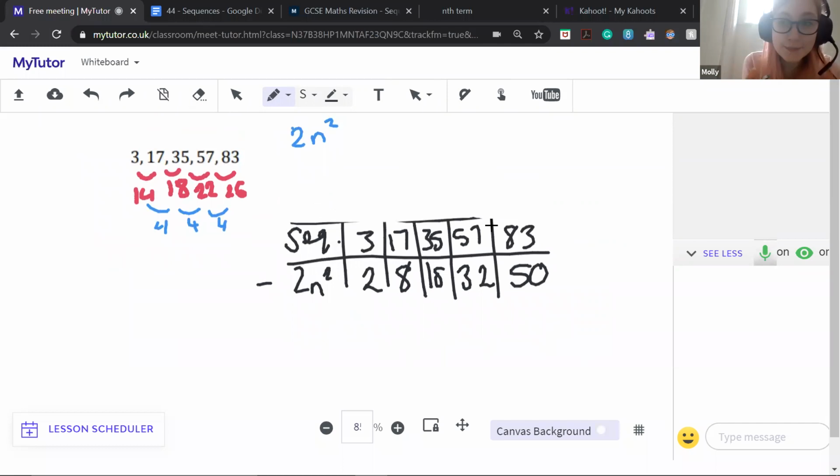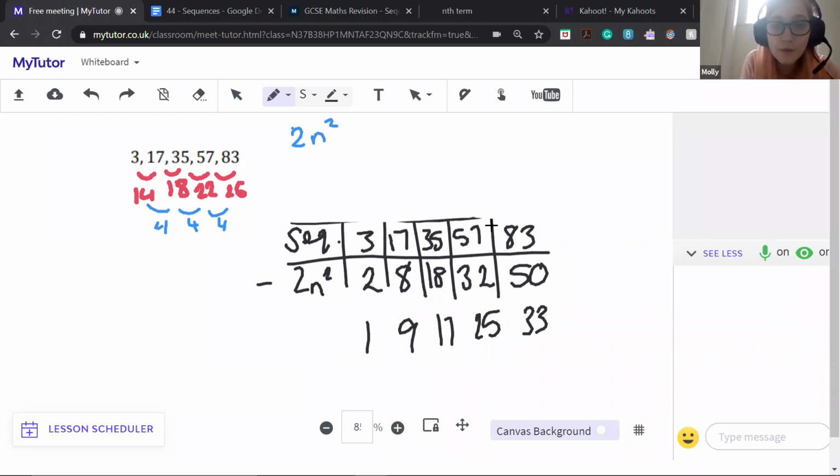And then subtract these, because if we take out the 2n squared, what we're left with will be the linear term. So 3 minus 2 is 1, 17 minus 8 is 9, 35 minus 18 is 17, 57 minus 32 is 25, and 83 minus 50 is 33.